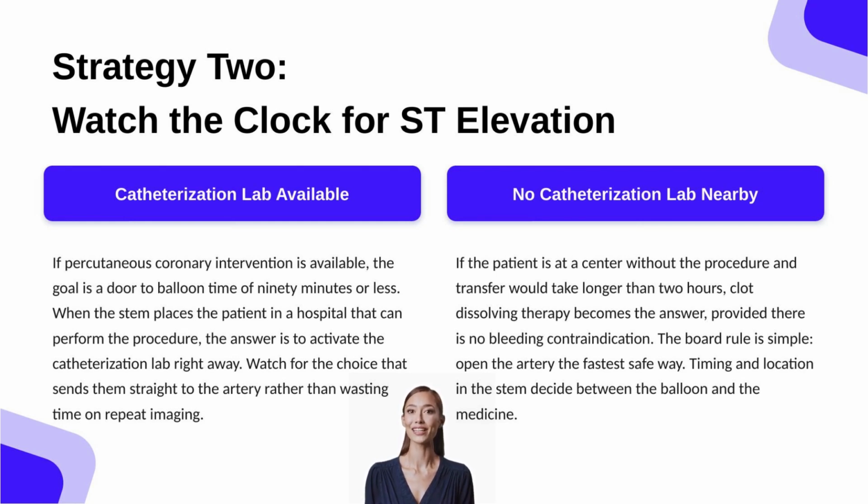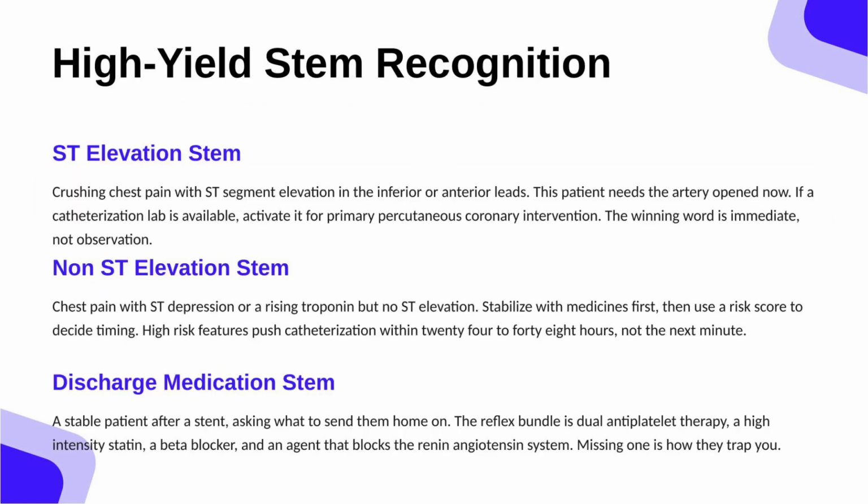But if the patient is at a center that cannot perform the procedure and getting them to one would take more than 2 hours, then clot-dissolving therapy is the answer, as long as the stem gives you no bleeding contraindication. The single board rule that ties this together is to open the artery the fastest, safe way. Read the stem for the location and the time, and those 2 facts choose the balloon or the medicine for you. Let us train pattern recognition on the 3 stems you will see again and again.